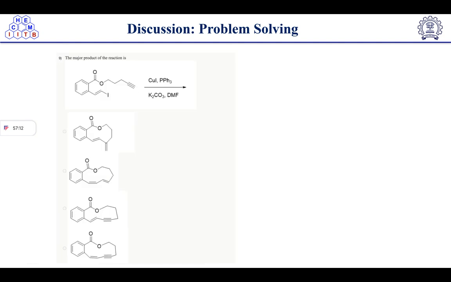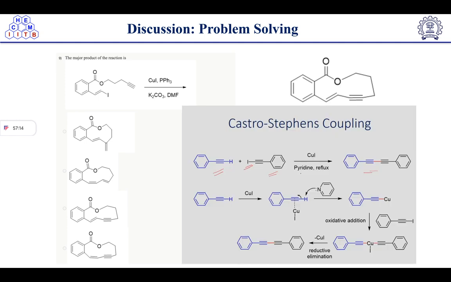The next question is, the major product of the reaction is. So here you can see that this is a type of Castro-Stephens coupling reaction. So in this case we have phenylacetylene. After this, the phenylacetylene will react with this internal double bond in the presence of copper. So this is a coupling reaction. So the mechanism is given here. First, copper iodide will react with the phenylacetylene and form the chelation here.